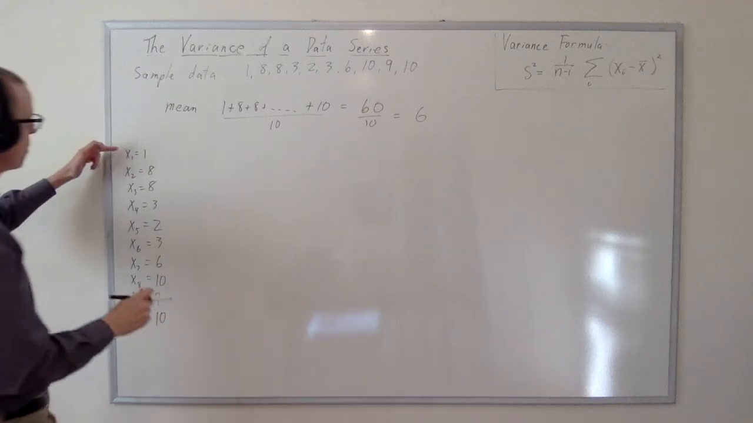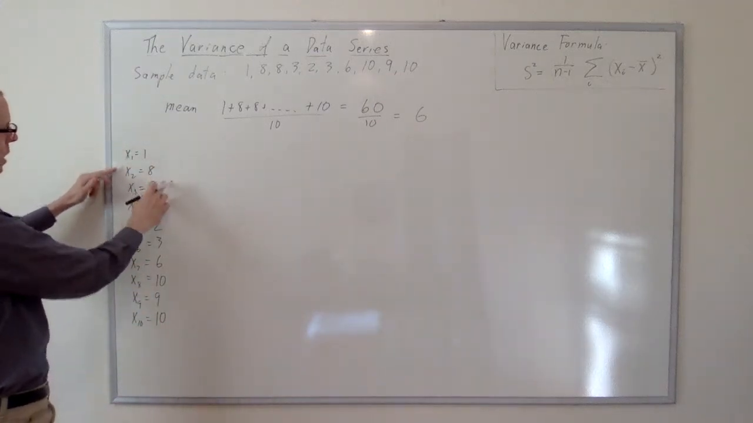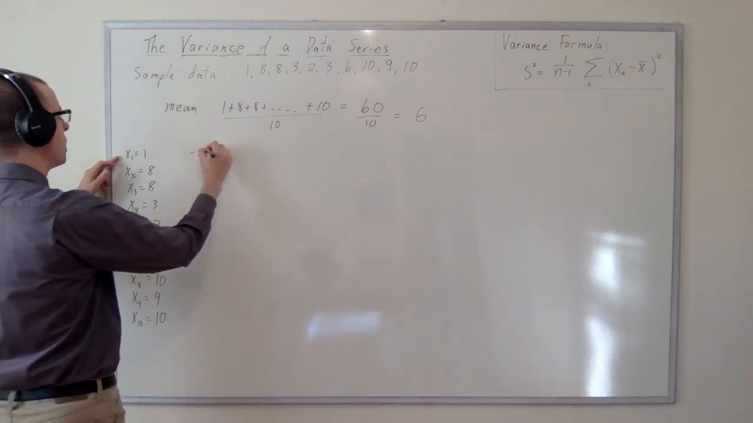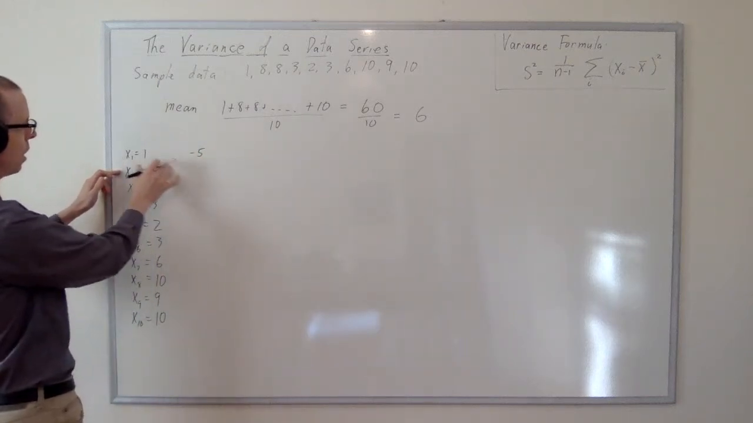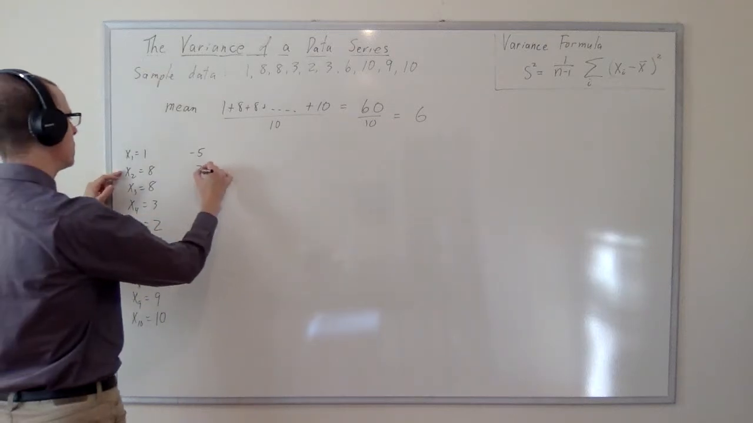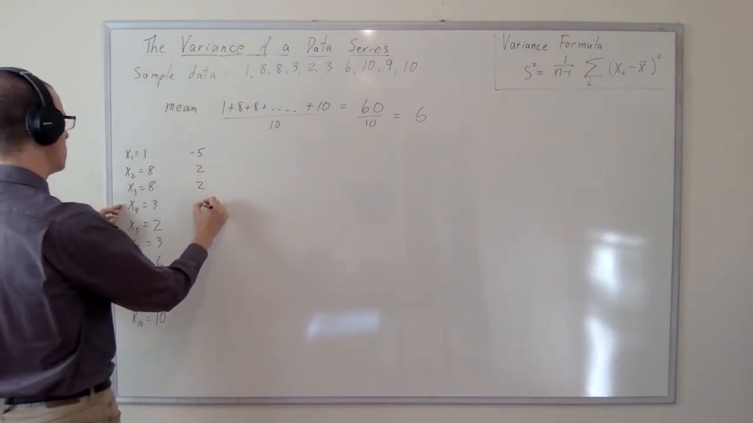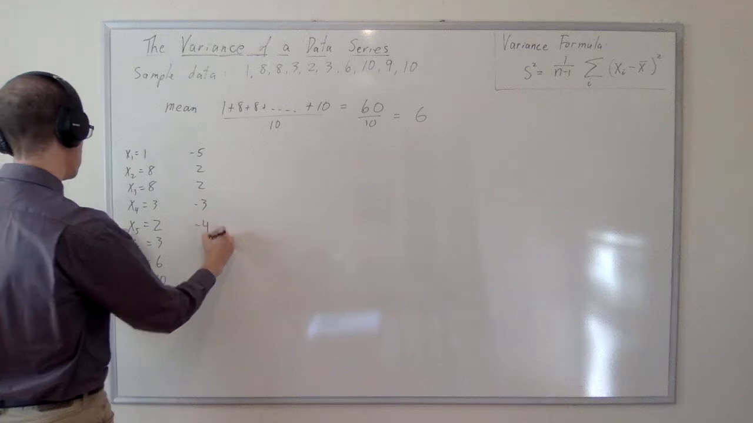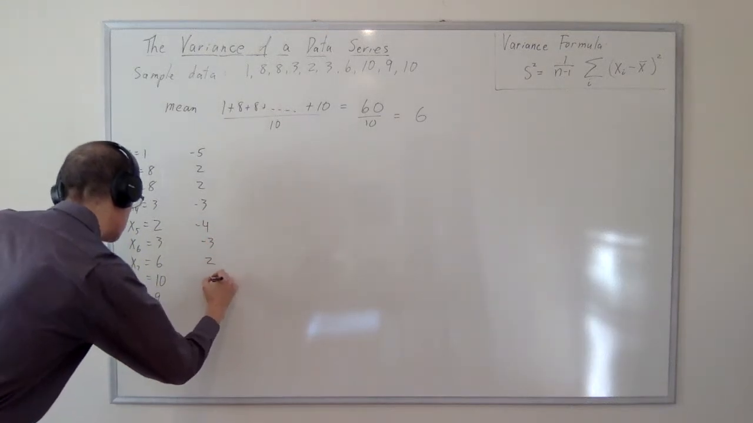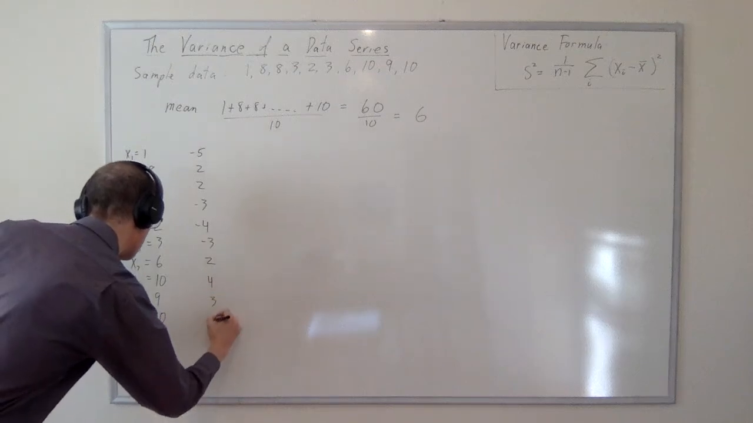So what I'm going to do here is slowly go through this data set, and I'm going to subtract 6 from every value. Now, some of those values are going to be negative, of course, because some of these values here are less than the mean. But that's OK. I'll have some positive values and some negative values when I subtract 6 from every value. So here we go, subtracting 6 from everything.